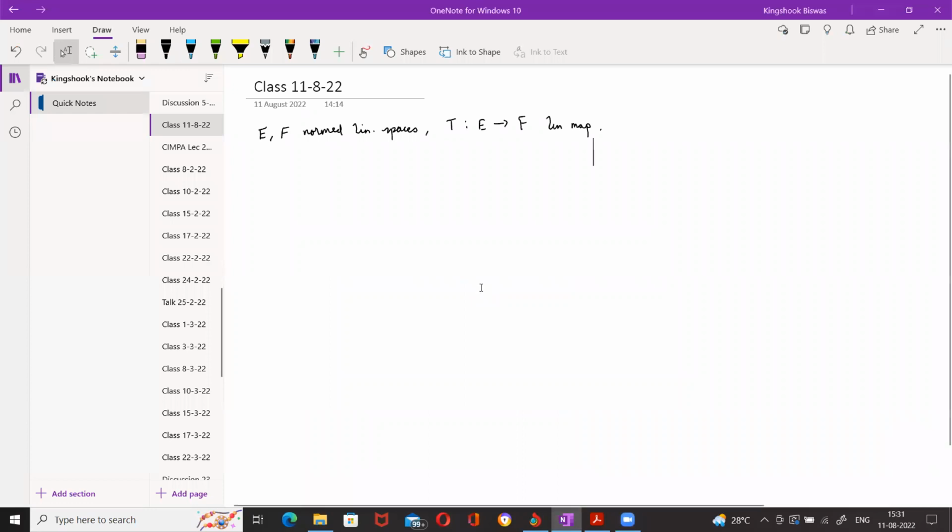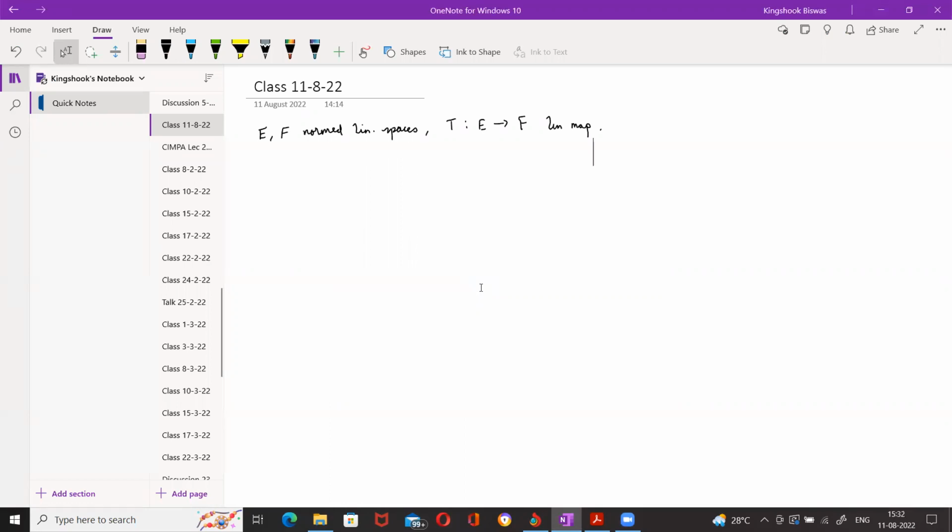Okay, so let's start. I'll start with the basics of multivariable calculus. So first of all, what is the derivative of a map between Euclidean spaces, more generally non-linear spaces? So first some preliminaries.